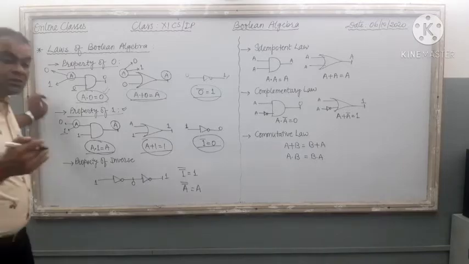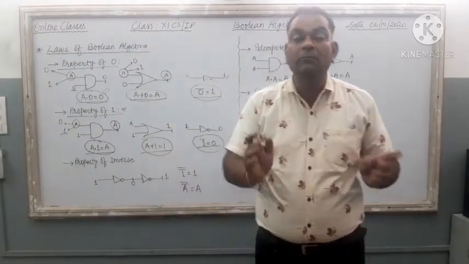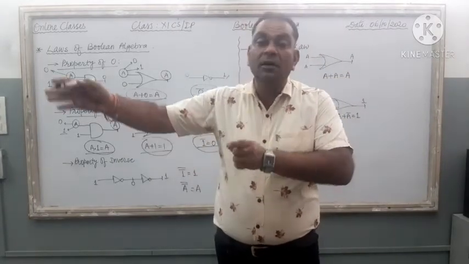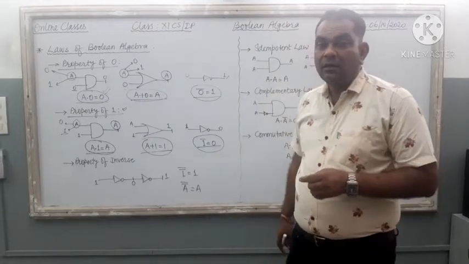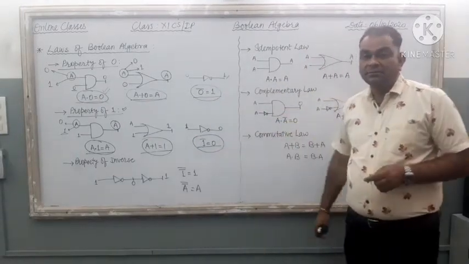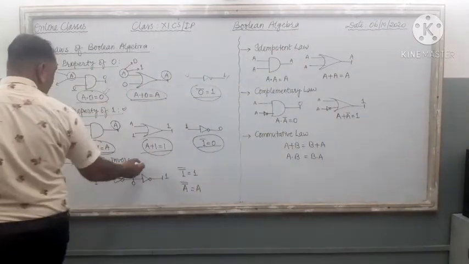A 2 marks question is there in the question paper. The question is related to solving the Boolean algebra or to justify a particular Boolean law. Right? For justification, we require these necessary things. Now come here. Property of inverse. What is there in property of inverse?